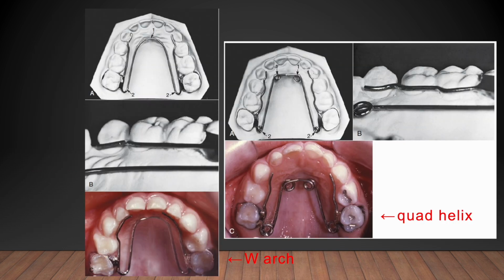Now here are some pictures of what the quad helix and the W arch look like. So you can see that the quad helix has 4 helixes, hence its name. And like we said, if the patient has a thumb sucking habit, this will impede the patient from placing their thumb into the palate. So it will work great.